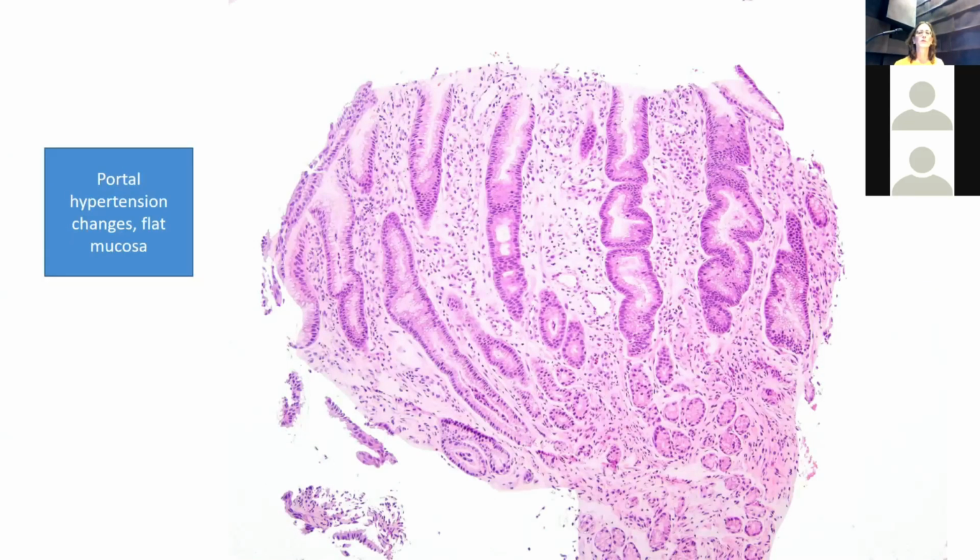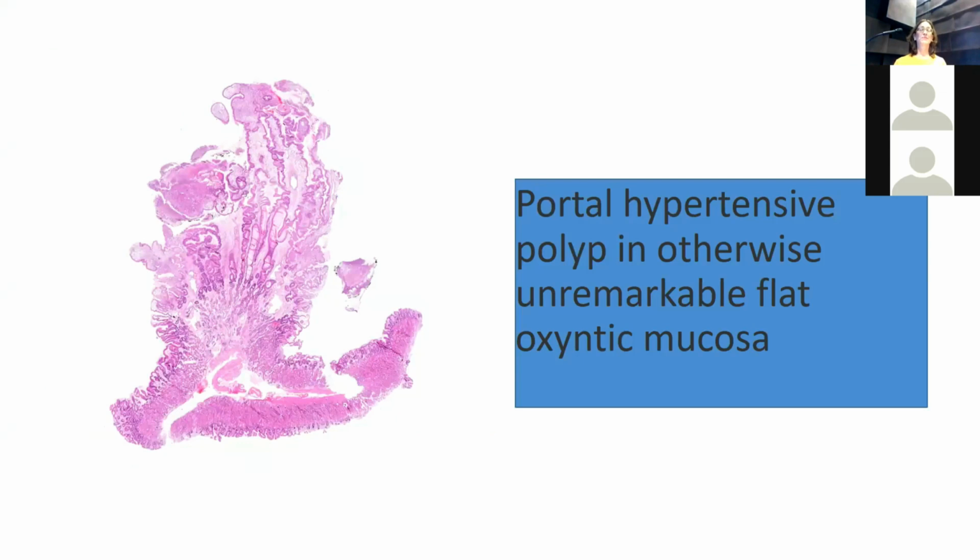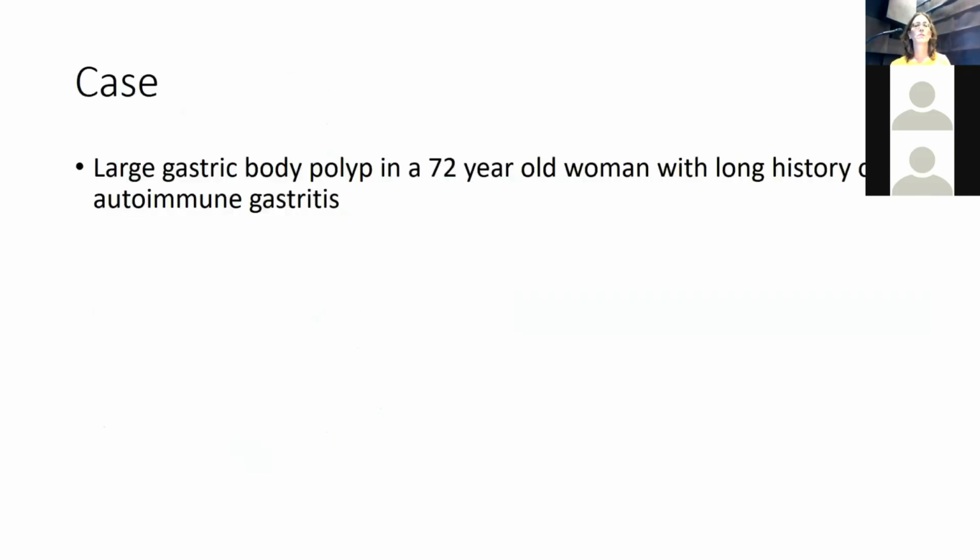So here's a case that came across my desk. This is just the patient's flat mucosa who had portal hypertension, and you see vascular ectasia in the lamina propria, but then the patient had several of these peculiar polyps, and the surfaces of them look just like hyperplastic polyps, and they also had this vascular ectasia. So if you see something that looks like a bunch of hyperplastic polyps, usually in the antrum, do check and see if the patient has portal hypertension. And this is another one that was really dramatic that arose in otherwise unremarkable flat oxyntic mucosa in a patient with very dramatic portal hypertension.